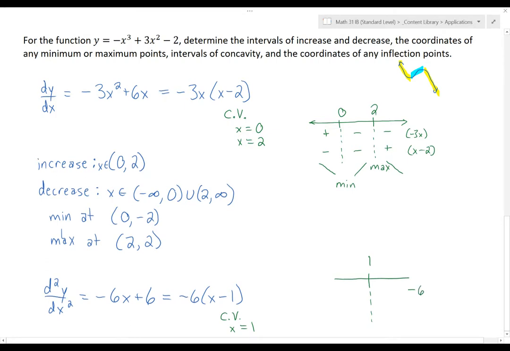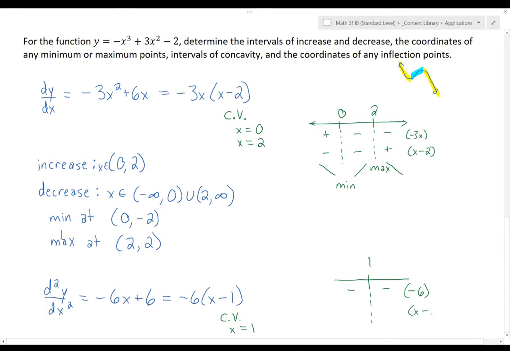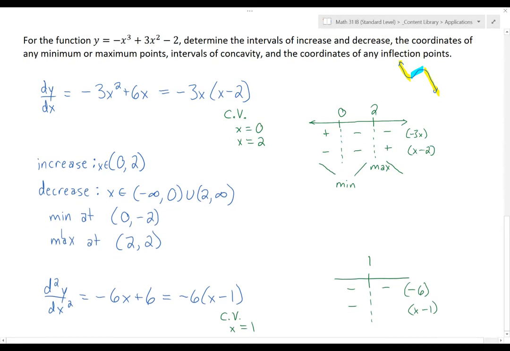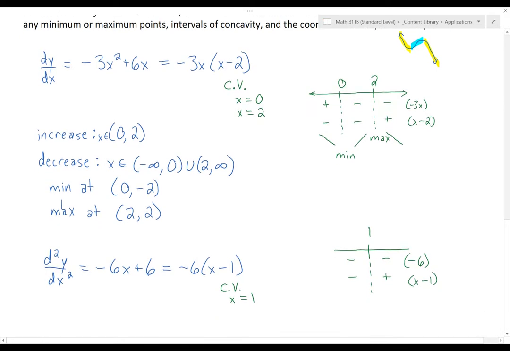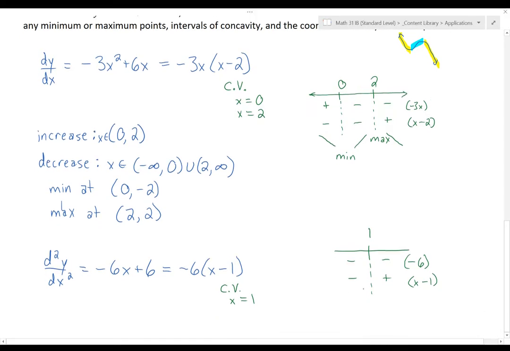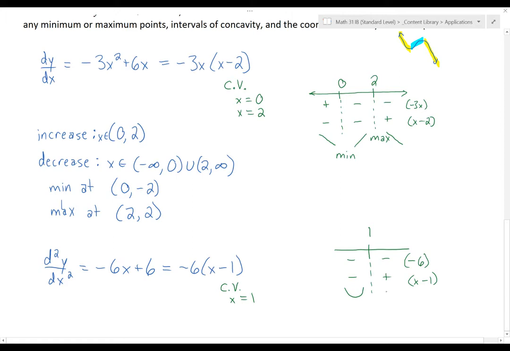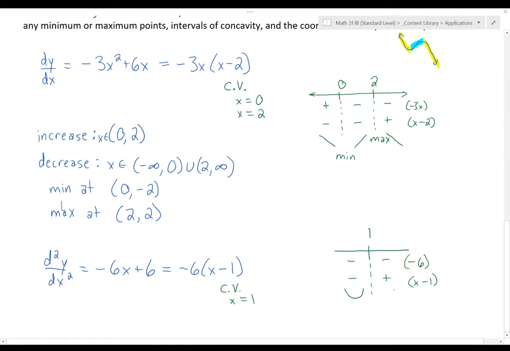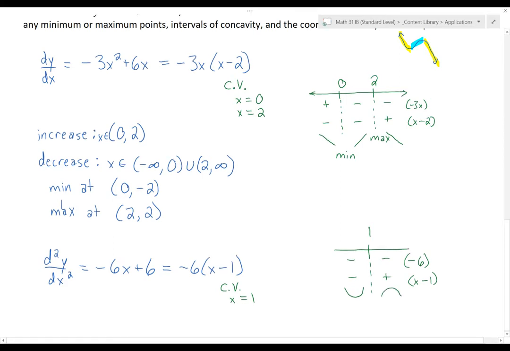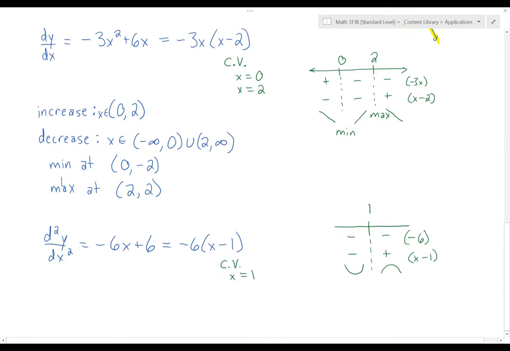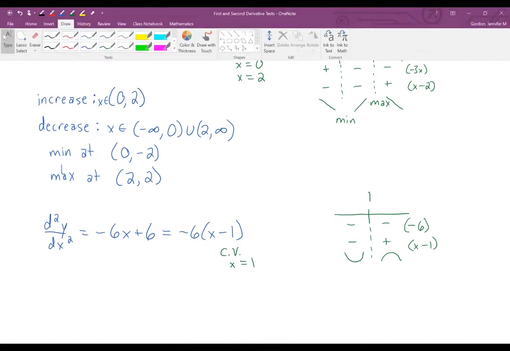Now I am going to include the constant because it is negative, so it's going to impact the sign. Negative 6 is negative no matter what the value of x is. And x minus 1 is negative if x is less than 1 and positive if x is greater than 1. Which means overall the second derivative is going to be positive, so upward concavity if x is less than 1, and downward concavity if x is bigger than 1. Exactly what I expected to see, so that's good to know.